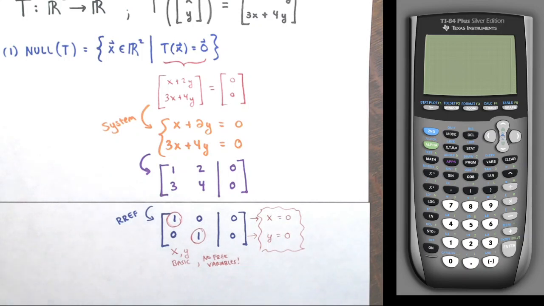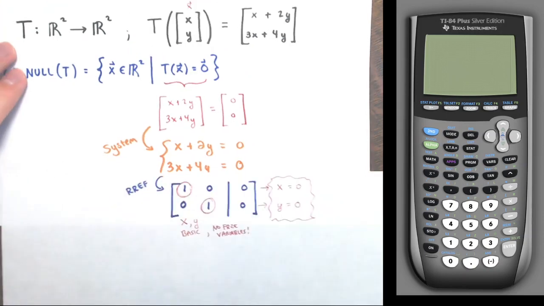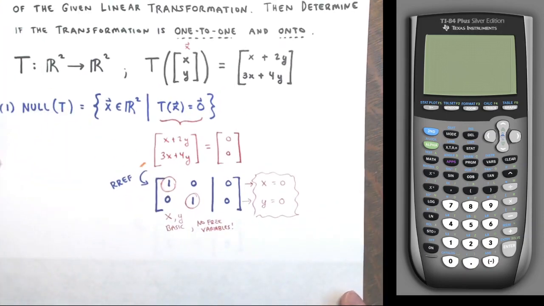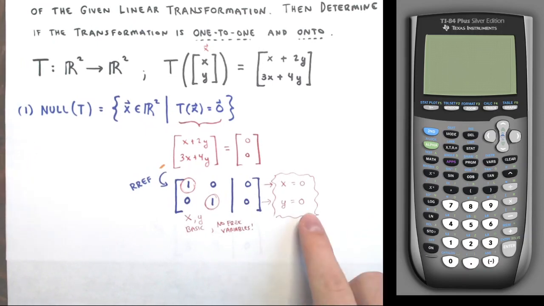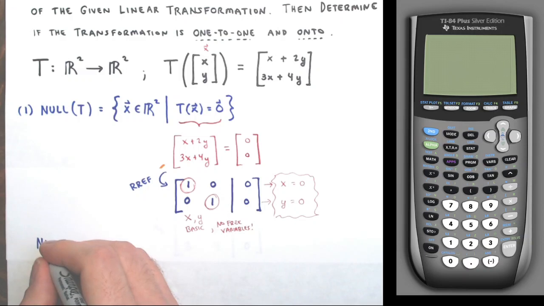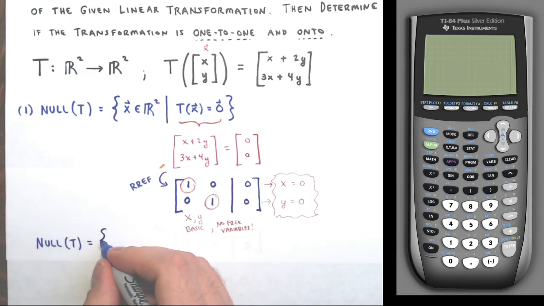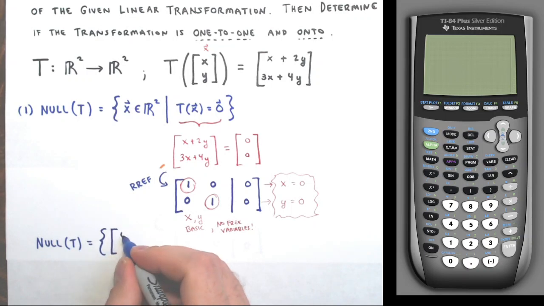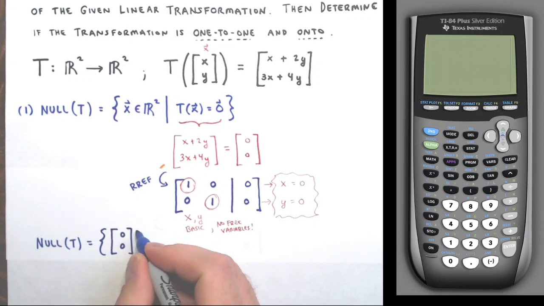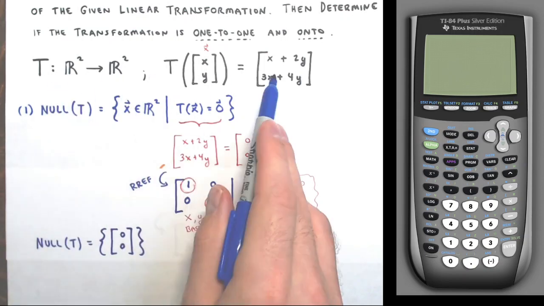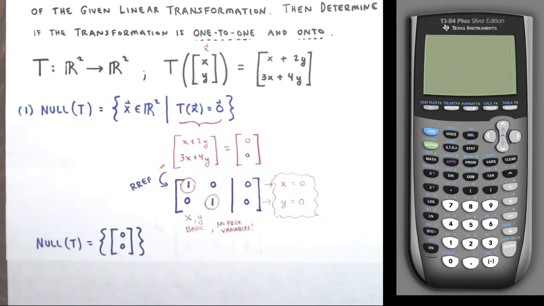So the only solution to that system, or in this case the only vector in the null space of the transformation, is the 0 vector. We're seeing here that the null space of T is equal to the set with just the 0 vector from R2 in it, just the 0 vector from the domain. This is the only vector from the domain that would map to the 0 vector in the codomain.